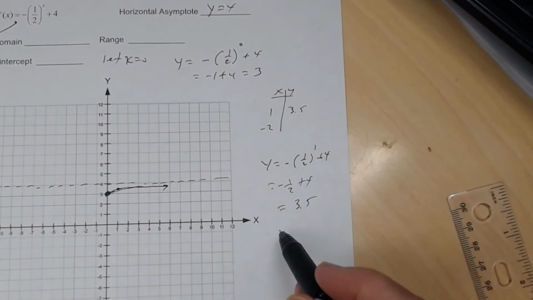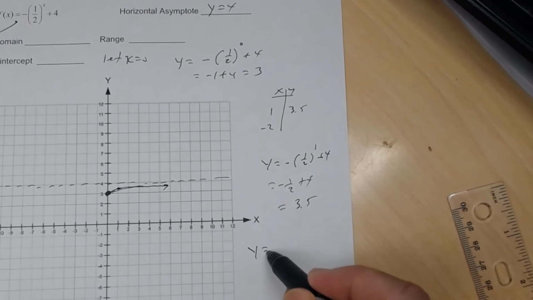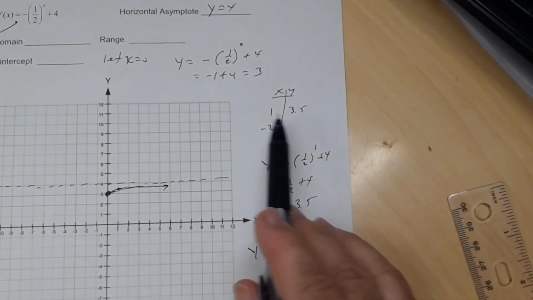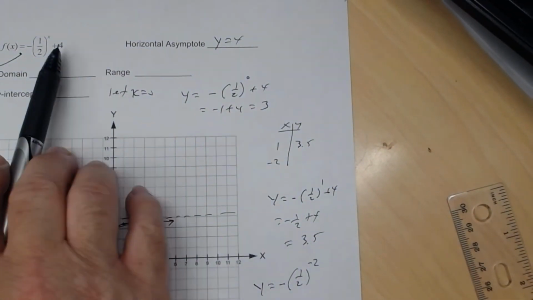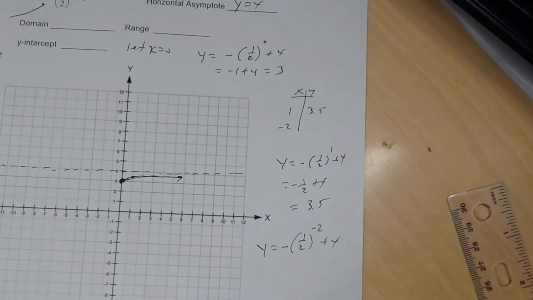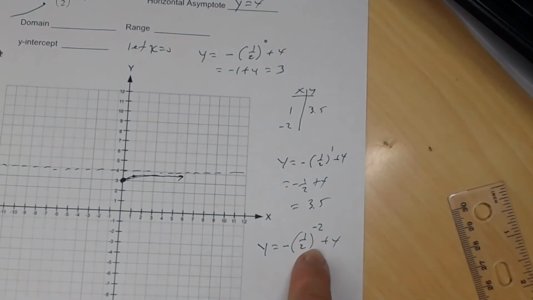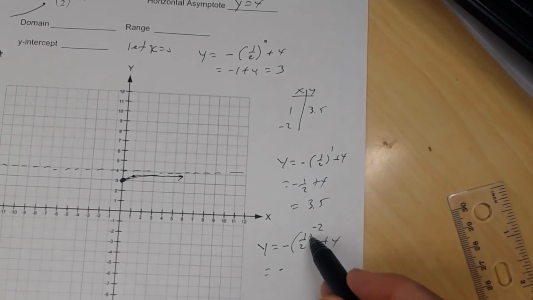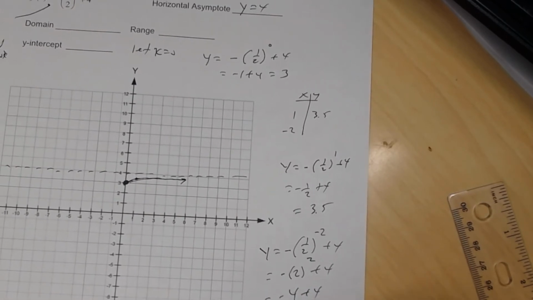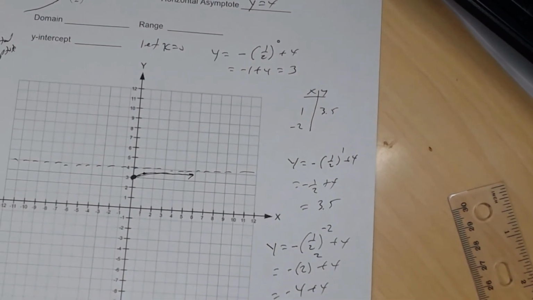You may need to use your calculator for that. But I get y equals the opposite of (1/2)^-2, because that's what x is, plus 4. Now, you should remember that (1/2)^-2 means the same thing as 2^2 without using a calculator. So that's negative 4 plus 4, which is 0.